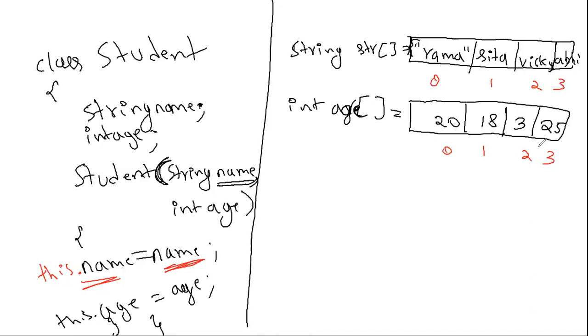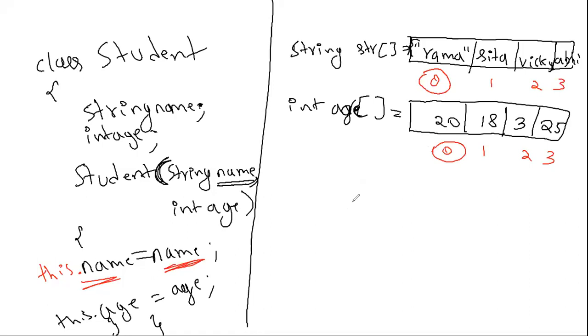So everything is ready now. Now how do I bind these two together? That's the question. Remember, you have to practice this. To bind, I have to take str of 0 and age of 0, and give them to the constructor.